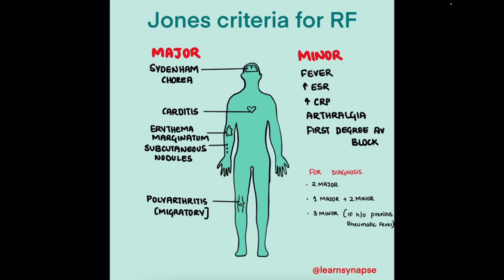Let us now look at the Jones criteria for diagnosis of rheumatic fever. We have five major criteria and some minor criteria. Major criteria include Sydenham chorea, carditis, which is now considered to include subclinical carditis too, erythema marginatum, subcutaneous nodules, migratory polyarthritis. Among minor criteria, we have fever, raised erythrocyte sedimentation rate, raised C reactive protein, arthralgia, and first degree AV block.